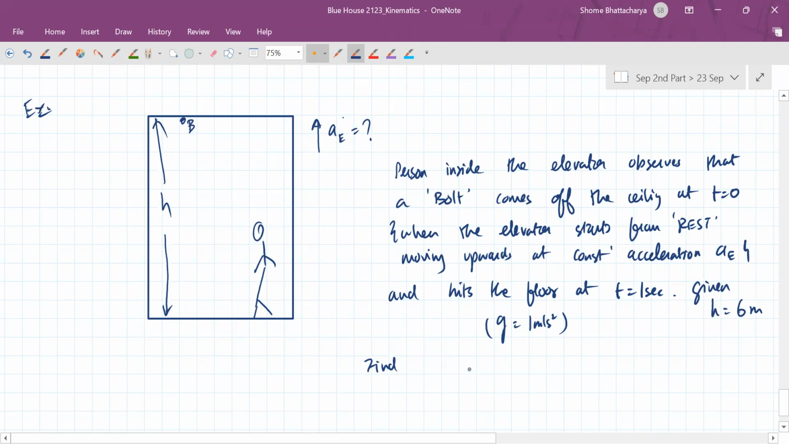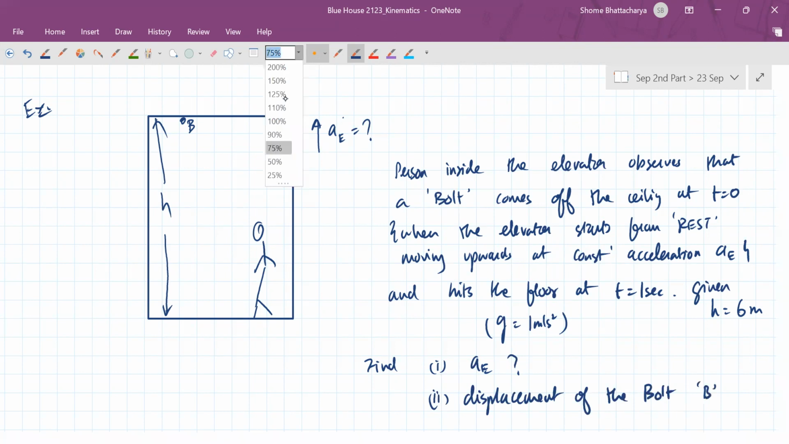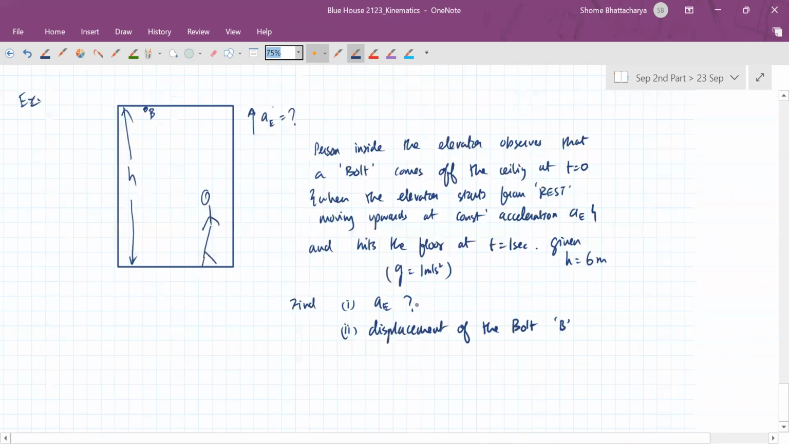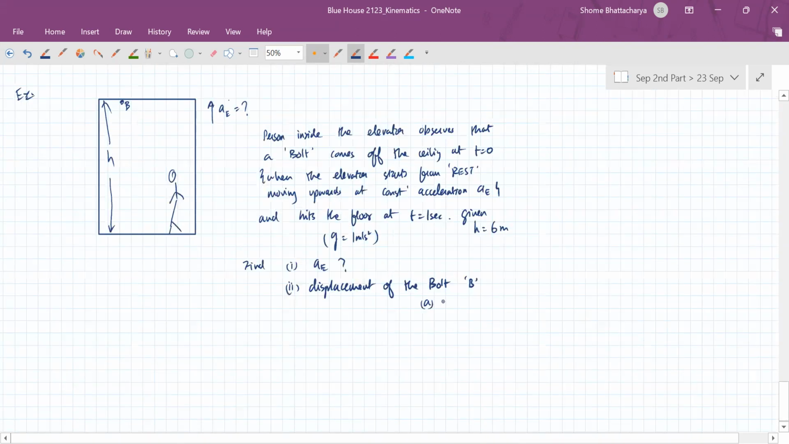So we have to find, first of all, the acceleration of the elevator. Secondly, the displacement of the bolt B. G is 10, right? Yes, G is 10 meters per second square. In the ground frame and in the elevator's frame.